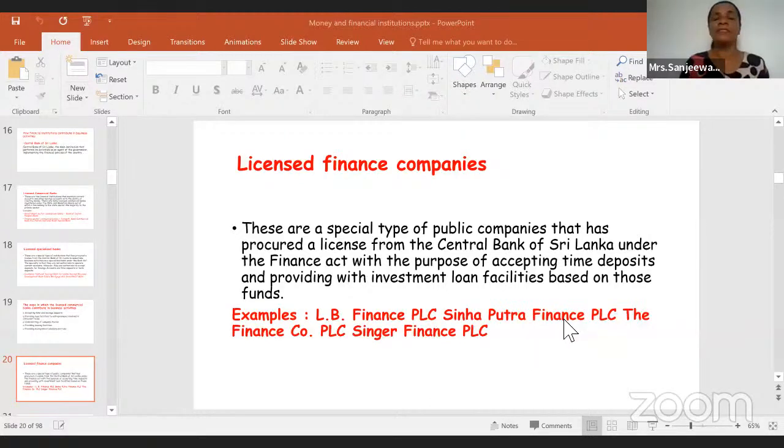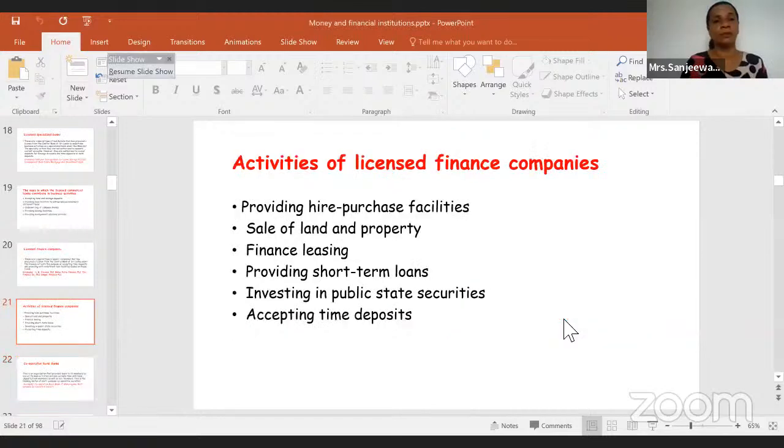Activities of licensed finance companies. Sometimes you get this as well. So what are the activities that they do? They provide hire purchase facilities, okay? And they sell lands and properties. You must have seen all these banners, right? They finance leasing. They provide short-term loans, right? They invest in public state securities, okay? They accept time deposits as well. So these are the activities of licensed finance companies.